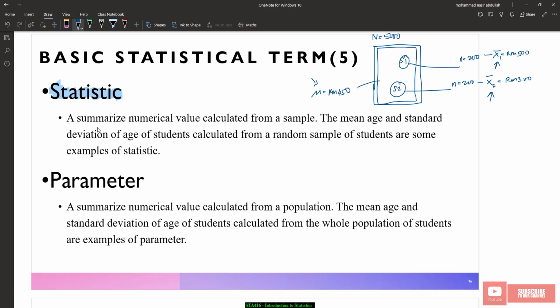Can you understand? And as you can see, the symbol that I use here is different. This is the mean of sample number 1. This is the mean of sample number 2. This is the mean of the population. The mean for a sample is X bar. The mean for a population is mu. Right, this is a basic concept. I hope you understand the concept.